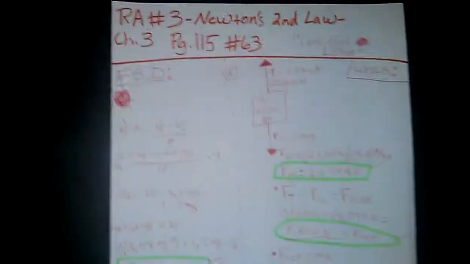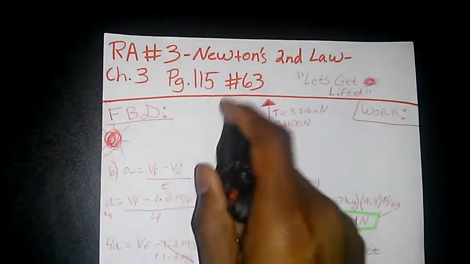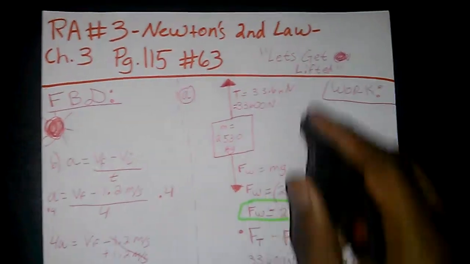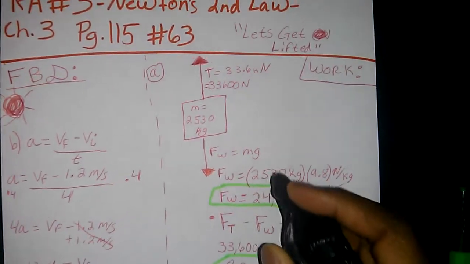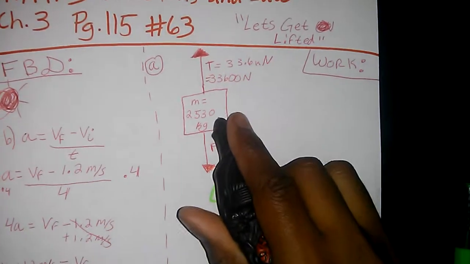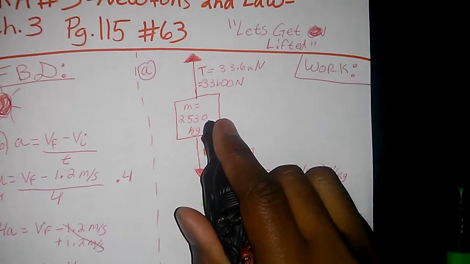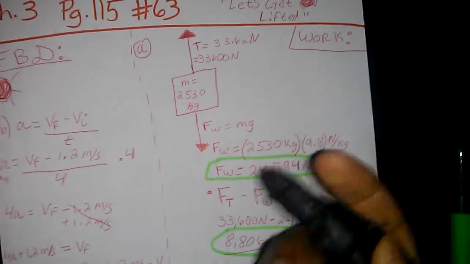Now, what do we have here? Newton's second law. Chapter 3, page 115, number 63. Let's get lifted. First part, we had to figure out what is the acceleration of the elevator. That is my elevator. Don't judge. It's a box on a string.